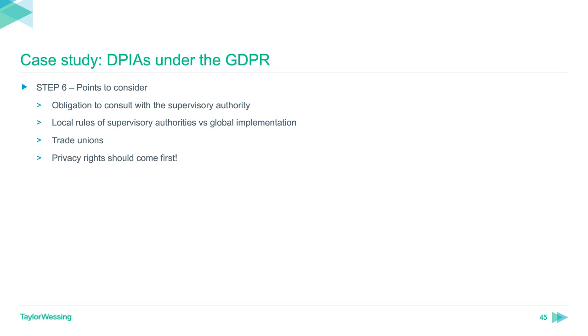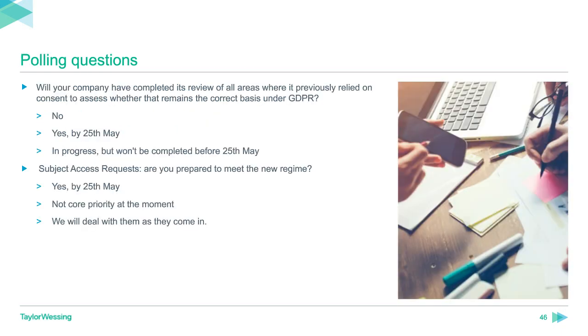The questions we're posing, really just two, but again, I want to gauge where you and your companies are. And again, I'm just going to present aggregate views here to help us explore what that position looks like. So the first question is, will your company have completed its review of all areas where it previously relied on consent to assess, and whether you've assessed whether that remains the correct basis under GDPR?